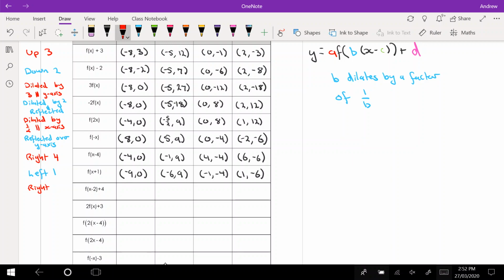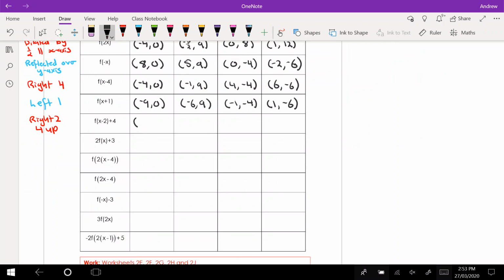I'm just going to scroll down so I can see the bottom. So now we're changing both the x and the y coordinates. We need to be really careful what's happening. So this now becomes negative 6, 4, because we're moving 2 right and 4 up. Negative 3, 13. 2, 0, and 4, negative 2.